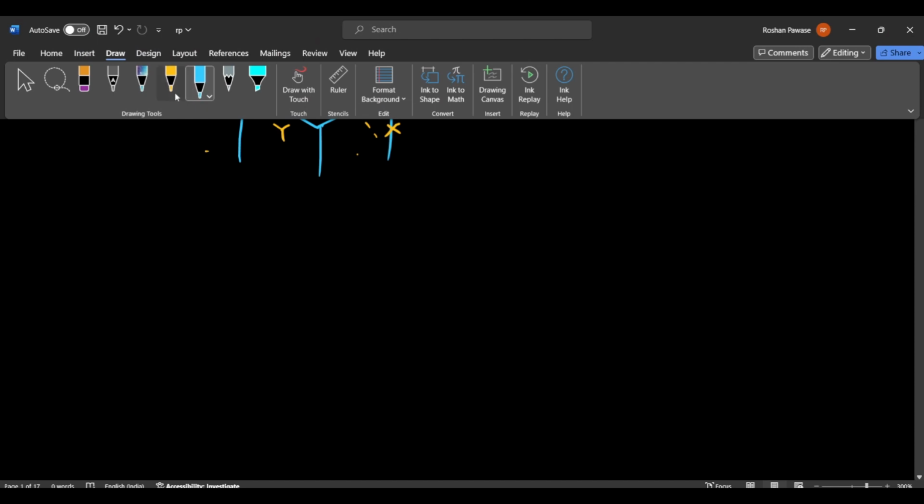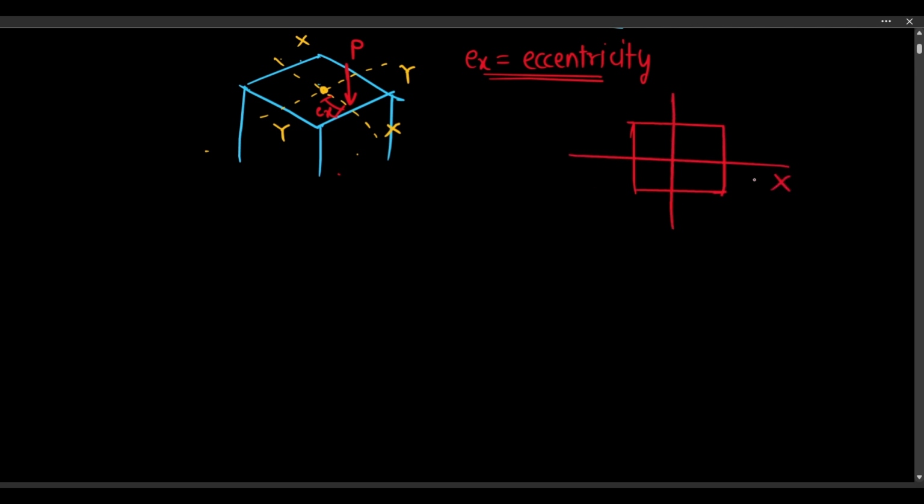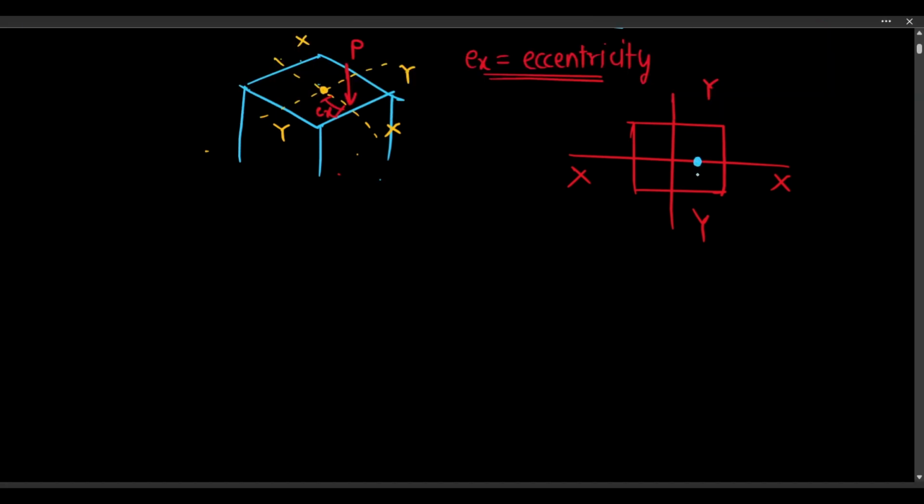Now we are changing the scenario. We are passing the load from here, having the distance from the axis of the column as ex. So ex is the eccentricity. By ex eccentricity we have applied the same load P. So its cross section would be like this. This is x axis, this is y axis, and we have applied P load over here having the eccentricity ex, and this is B and this is D.